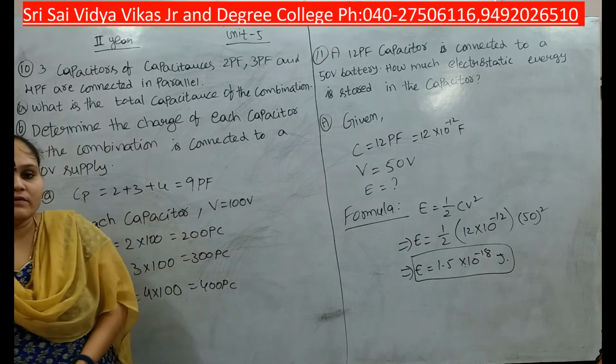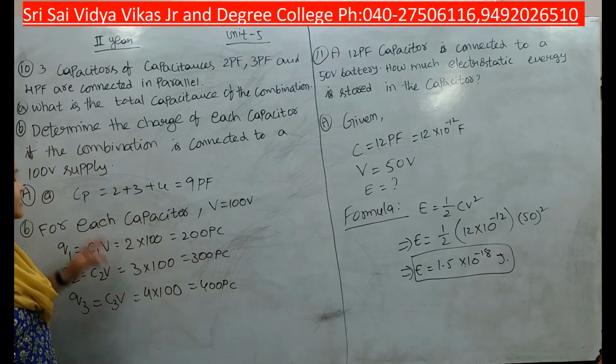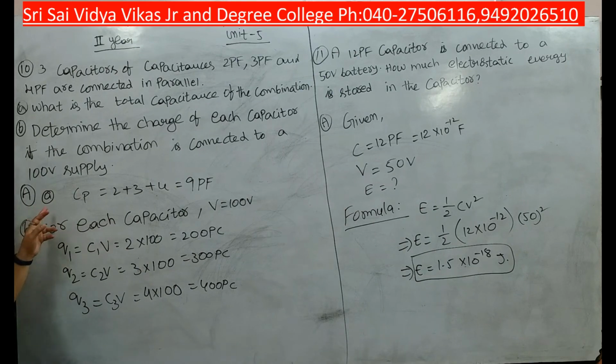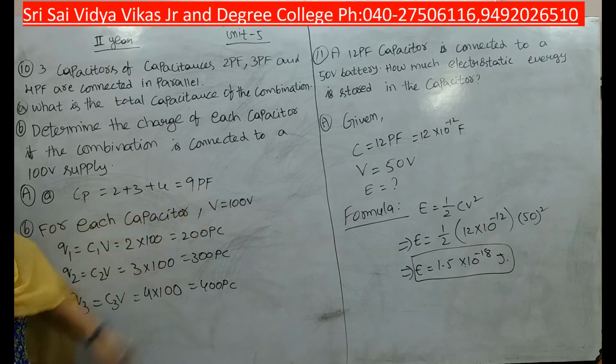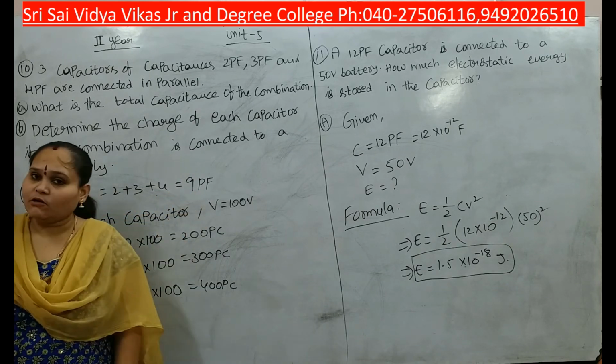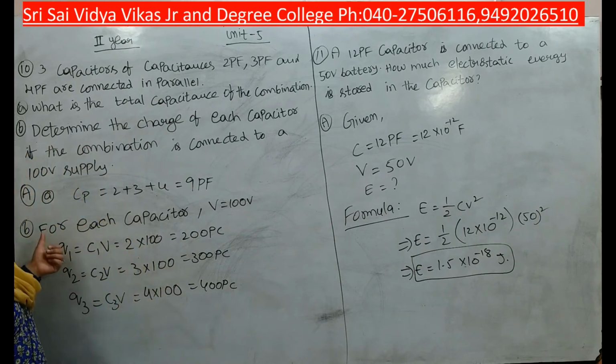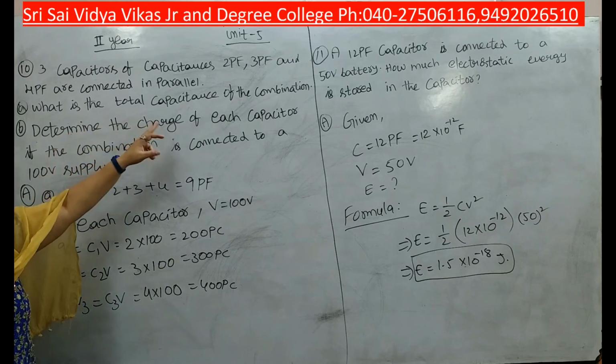That means here V equal to 100 volts. So the parallel combination Cp equal to C1 plus C2 plus C3, then 2 plus 3 plus 4 equal to 9 picofarad. So the total capacitance in parallel combination is 9 picofarad. Next, for each capacitor, the voltage V equal to 100 volts. Then determine the charge of each capacitor when the combination is connected to 100 volts.